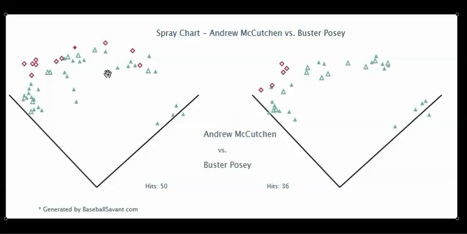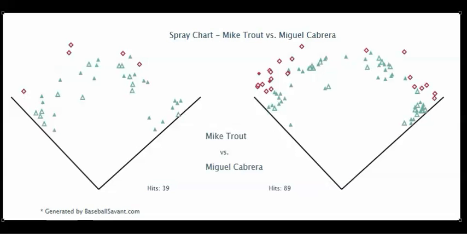They hit the ball the majority of the time to the pull side, especially Andrew McCutchen and even Buster Posey. He's regarded as one of the best opposite field hitters in the game, and for fastballs, he pulls them. It's as simple as that. Two other pretty good hitters, Mike Trout and Miguel Cabrera, same thing. They're putting the ball everywhere. There's not a cluster of everything on one side, and they're doing a lot of pulling of the ball for fastballs.